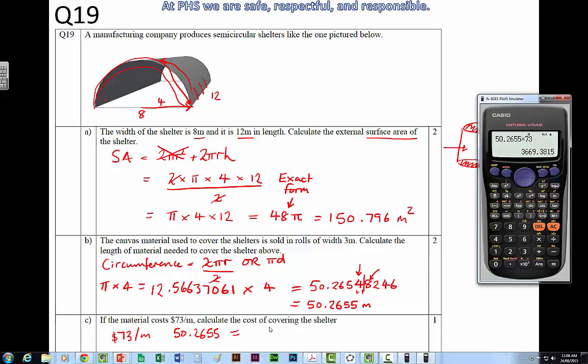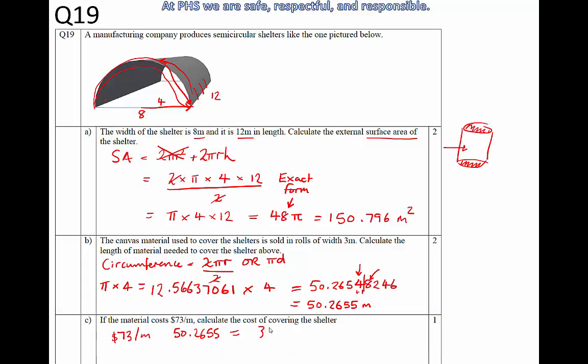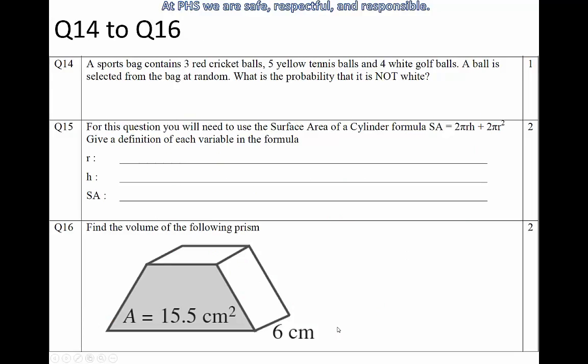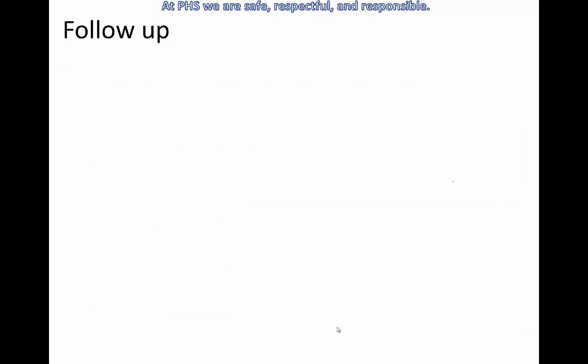So our cost, and I'm going to round that to 2 decimal places because we're dealing in money now. So our cost is 36.69.38. All right, great. So that concludes, oh, hang on. We've done that one, haven't we? Yeah, good. Follow up.